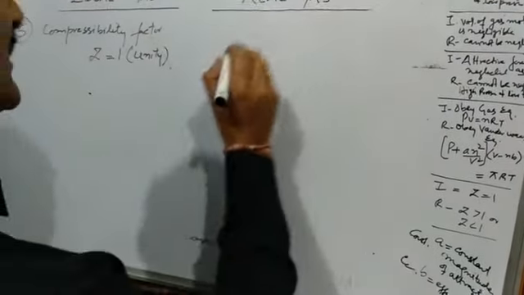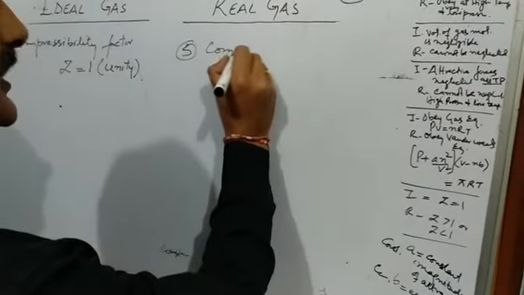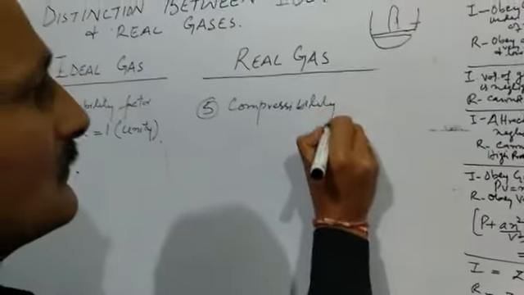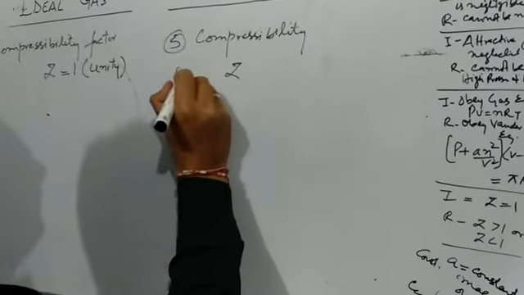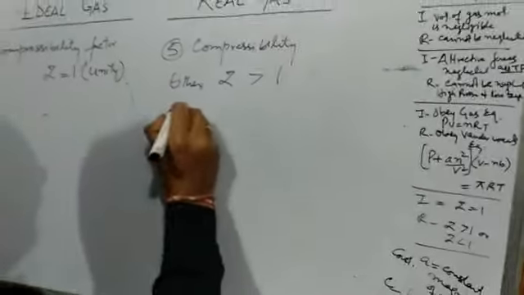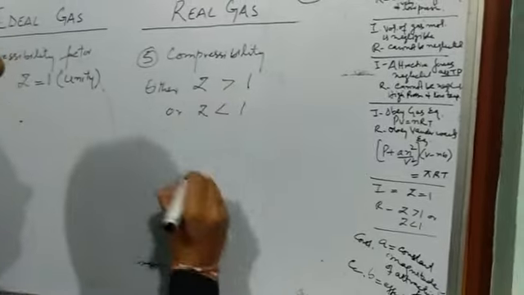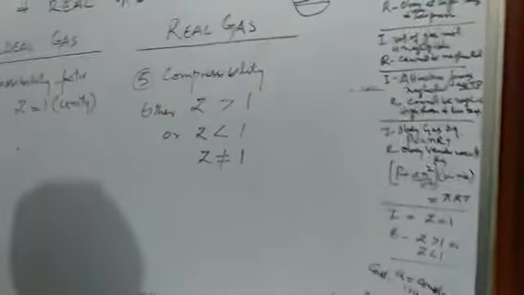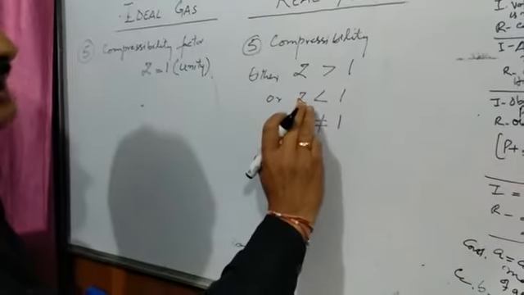But as far as our real gases are concerned, in this case, the compressibility factor Z is either greater than 1 or less than 1 and never equal to 1. Z is never equal to 1. Either it is greater than 1 or less than 1.